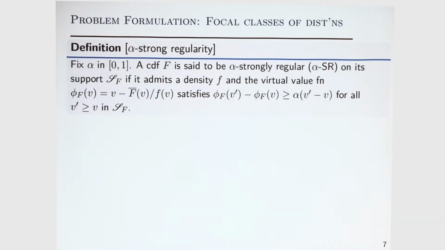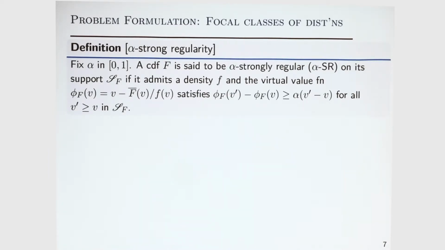For that, I will just remind the definition that was introduced earlier in the literature. A class of alpha-strongly regular distributions is a class such that the virtual value function is increasing, and the slope of this virtual value function is greater than alpha. Meaning that the difference between two virtual values is at least alpha times the difference between the two values.